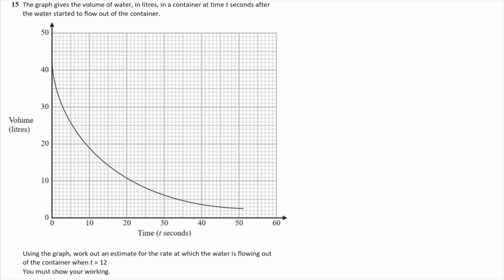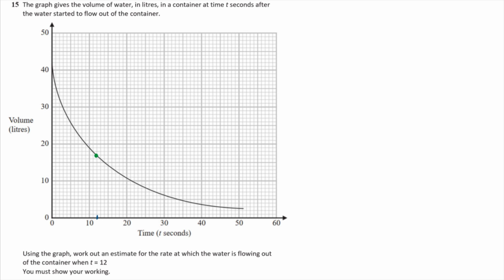Well, t is equal to 12 on the axes is here, look. So if I read up to the graph, then I can mark a point on the curve here. Basically, we want to find the gradient of this curve at that point there, the point where t is equal to 12.